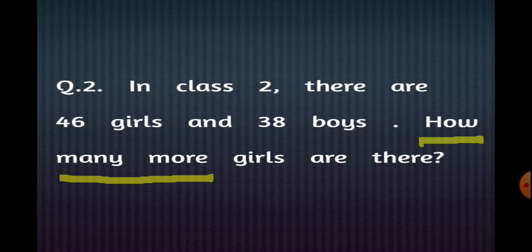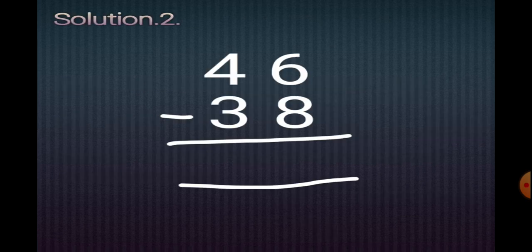46 is greater and 38 is smaller. We subtract 38 from 46. And again the problem is here for subtraction. In the ones digit, as you see, the number 8 is greater than number 6. We can't subtract 8 from 6. Again we will take one borrow from the tens digit. Here the tens digit is 4.